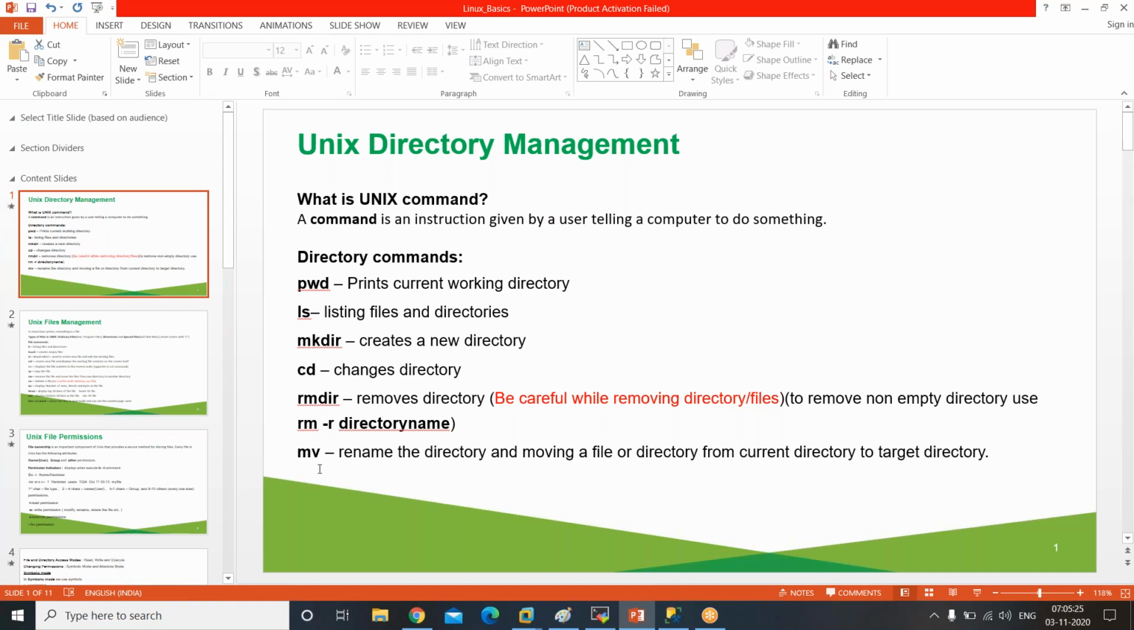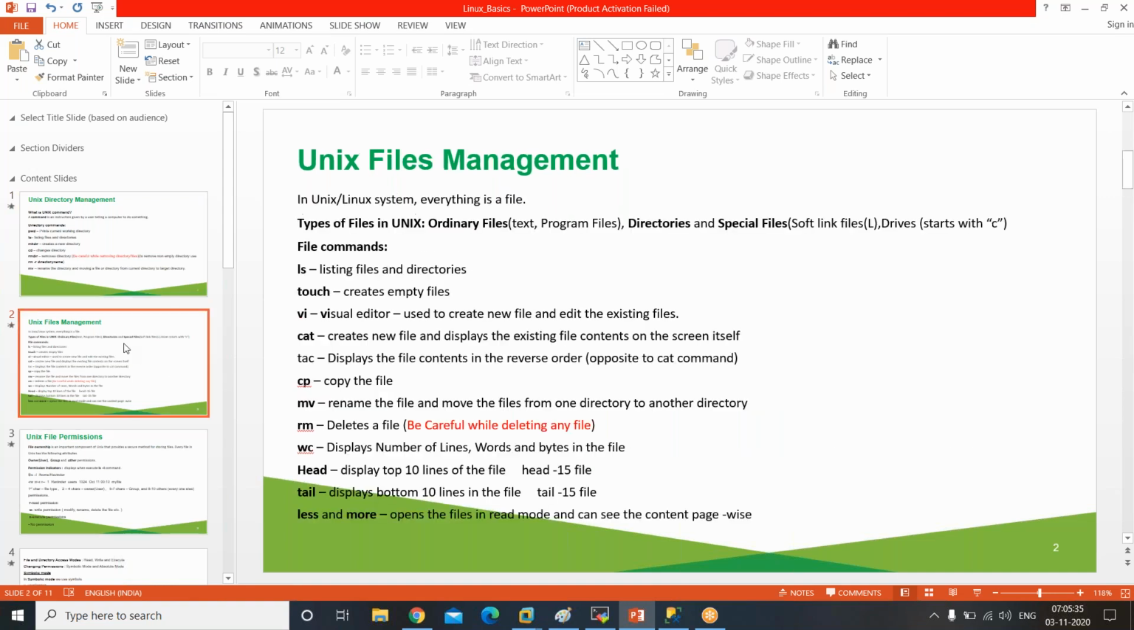And move is going to do either rename the file or cut paste, moving the file from one directory to another directory. Two things it will do basically. So these are all we discussed already. And we talked about listing the files. Touch is a command to create empty files. It will just create an empty file, nothing else.